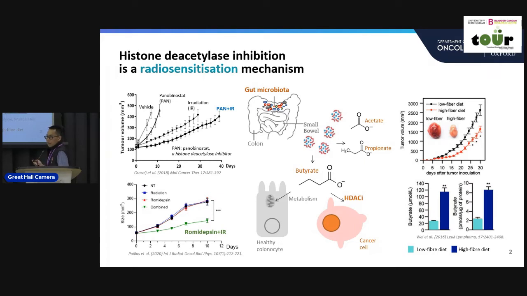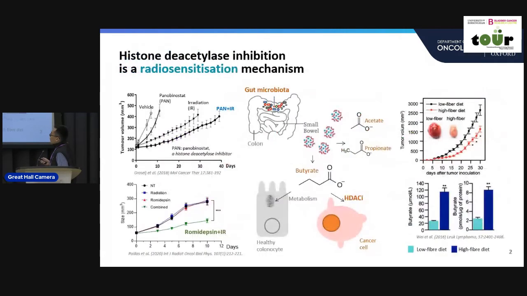An interesting phenomenon is that the gut microbiota can ferment fiber to produce short-chain fatty acids such as acetate, propionate, and butyrate, which can accumulate in the cancer cell to a sufficient level for HDAC inhibition because of the Warburg effect, so-called aerobic glycolysis. A paper in 2016 has also proven that high fiber diets can delay tumor growth and also increase one of the short-chain fatty acids, butyrate, in both the plasma and tumors.